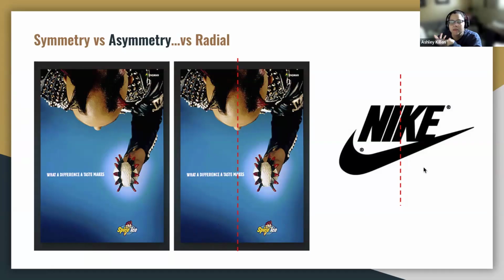And again, visual balance isn't just limited to posters. It can be used anywhere. And we can see here in this Nike logo, this is a very asymmetrical design. It is not the same on the left or the right or the top or the bottom. You have a big portion of the check mark with a couple of the letters, the rest of the letters, a little portion of the check mark.